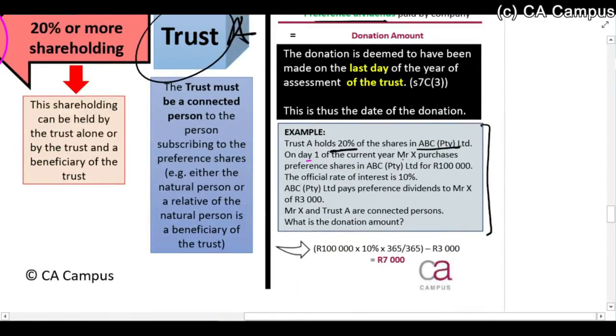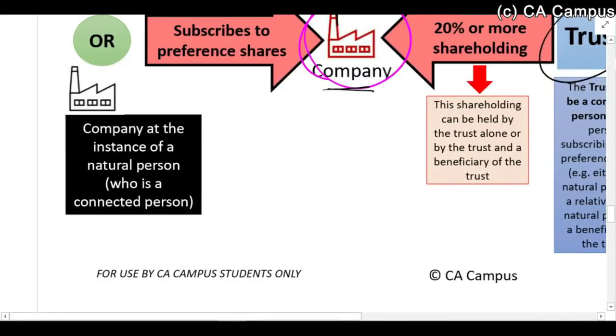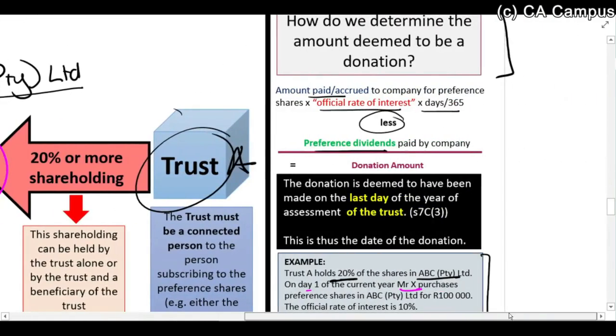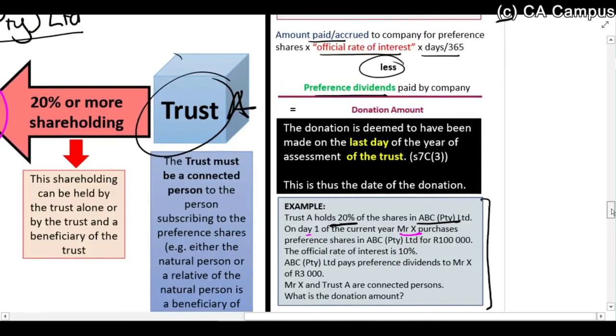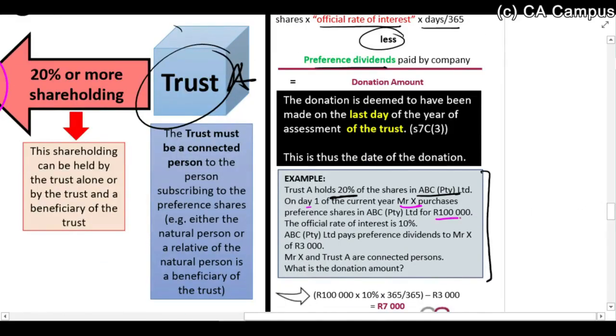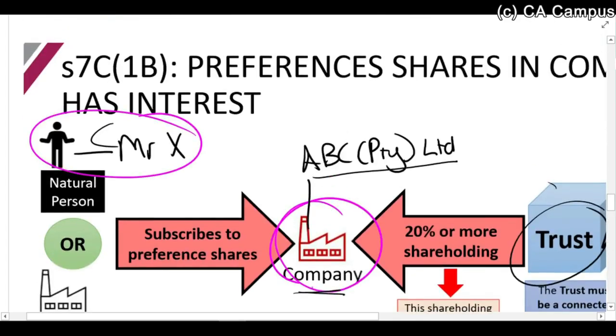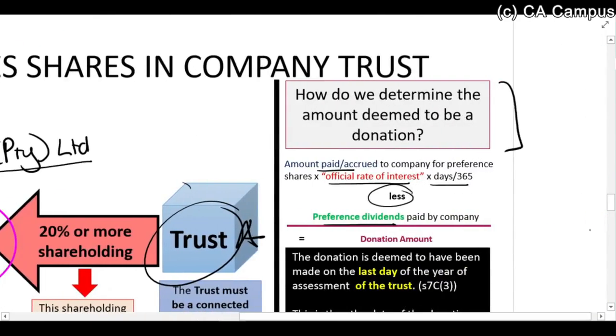On day 1 of the current year, Mr. X, again, Mr. X is this person over here, purchases preference shares in ABC Pty Limited for 100,000 rands. The official rate of interest is 10%. ABC Pty Limited pays preference dividends to Mr. X of 3,000 rands. So this company pays Mr. X 3,000 rands in preference dividends.